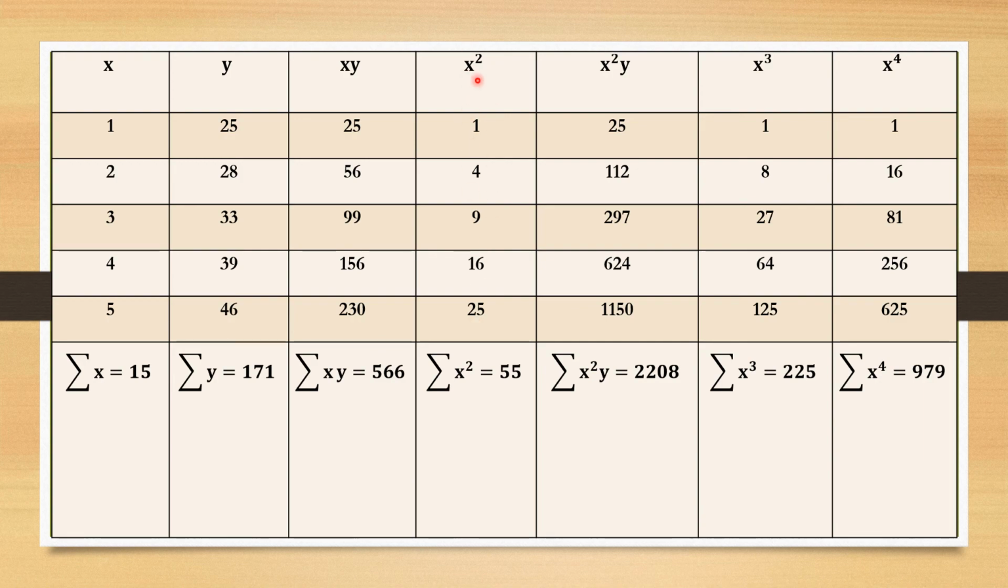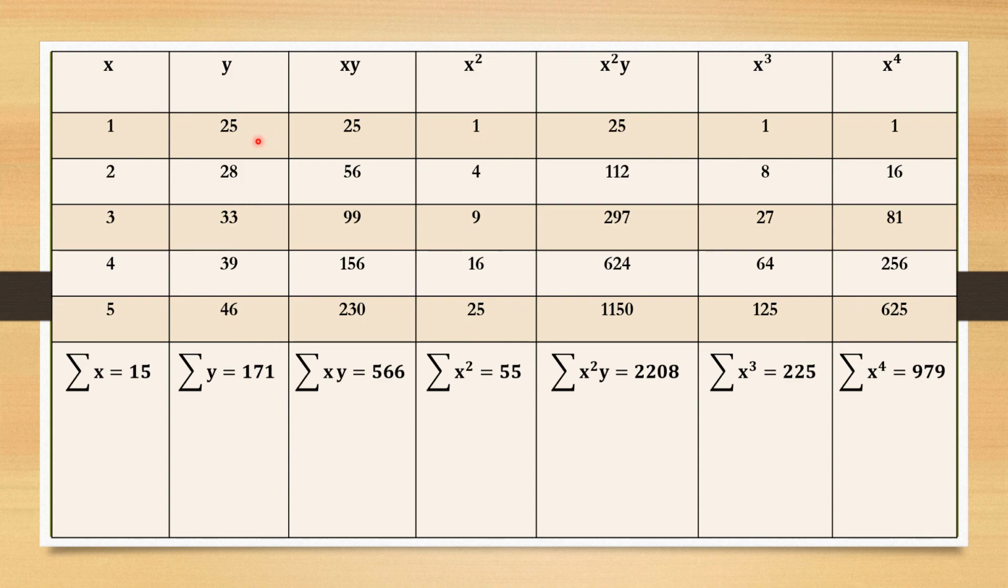X square means square of the x data. So 1 square is 1, 2 square is 4, 3 square is 9, 4 square is 16, 5 square is 25. Next we want x square y.